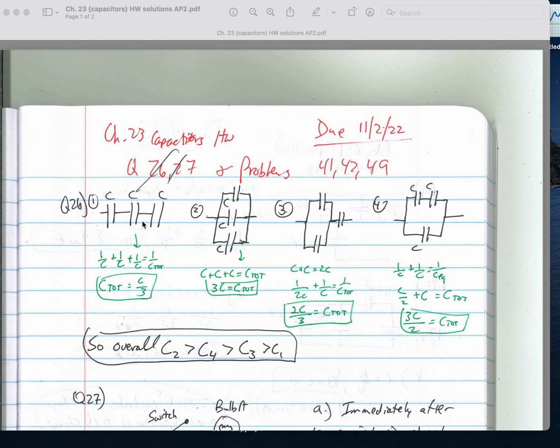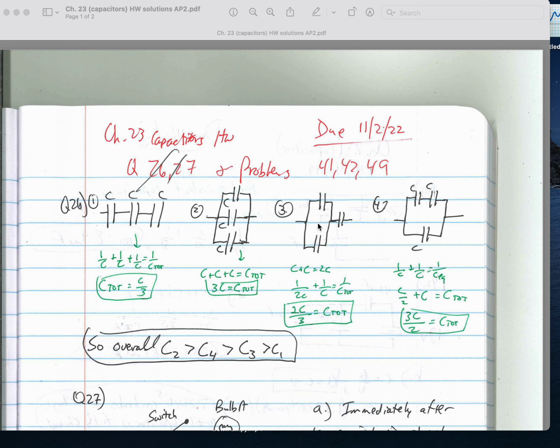One was 3 capacitors in series, 2 was 3 capacitors in parallel, 3 was 2 capacitors in parallel with 1 in series, and the 4th circuit was a parallel circuit with 2 capacitors in one branch and 1 in the other branch. So this is pretty easy. You simply do 1 over C plus 1 over C plus 1 over C. That's C over 3 is your total capacitance. Here you just add them up because they're in parallel.